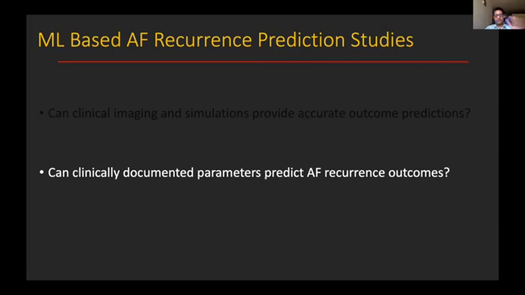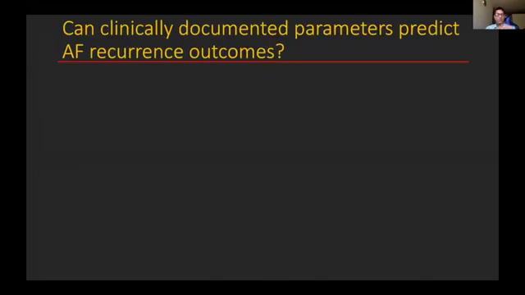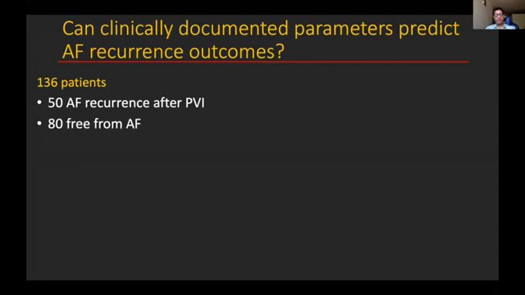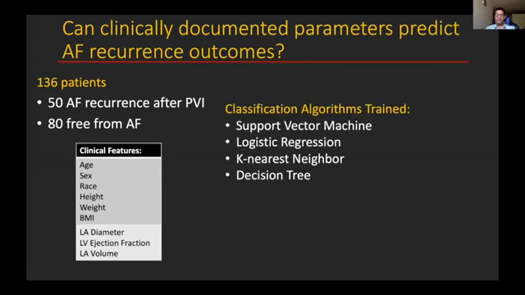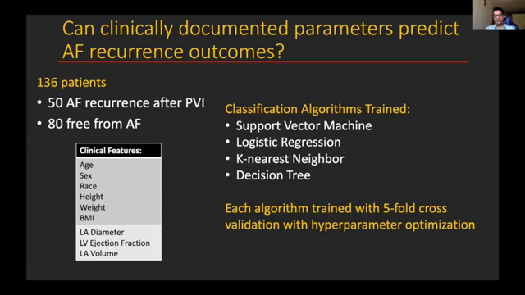Now moving on to the second study, that's something that we are currently working on. Let's just take only the clinically documented parameters and see how good they perform in predicting AF recurrence outcomes. So we had 136 patients and 50 of them had recurrence after PVI, 80 were free from AF after PVI, and we had the following continuous features. So we had the age, sex, race, height, weight, and BMI. These were the patient characteristics. And then we had the left atrial diameter, left ventricular ejection fraction, and left atrium volume. These are clinically measured variables. And then we used 4 classification algorithms: support vector machine, logistic regression, k-nearest neighbor, and decision tree. And then we trained each algorithm with this data with 5-fold cross-validation to do hyperparameter optimization.